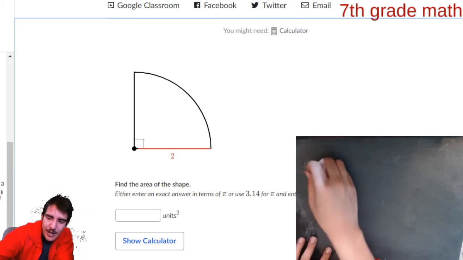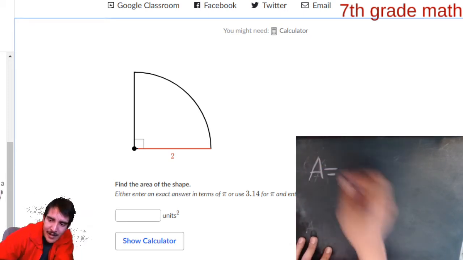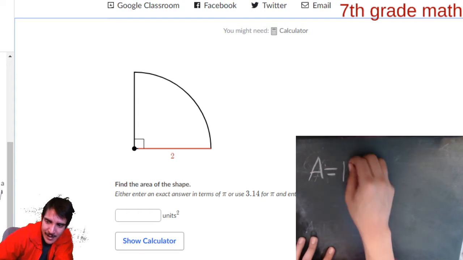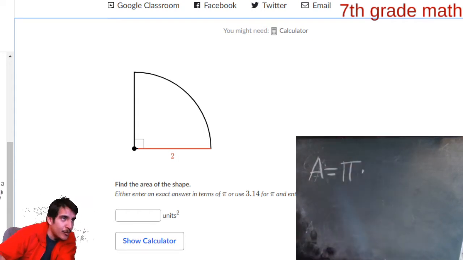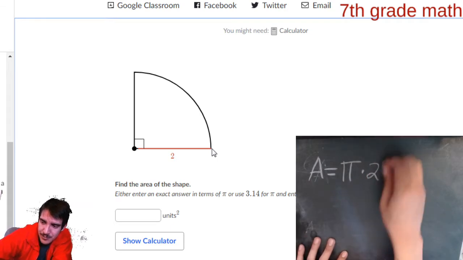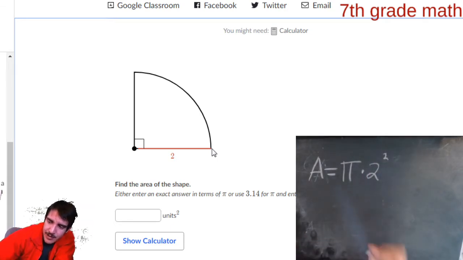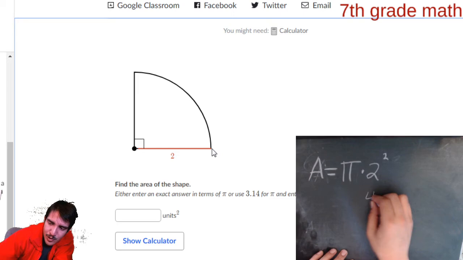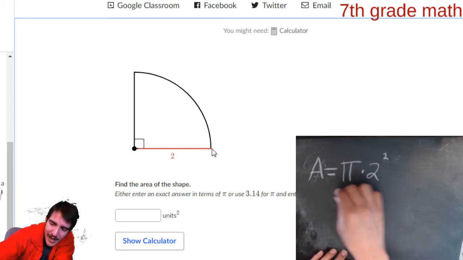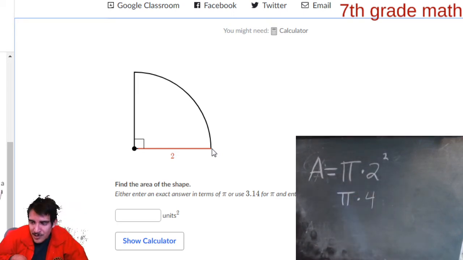So to find the area of this shape, this is what we're going to do. We'll find the area like normal. We're going to do pi times, now the radius of this circle, like pretend that you could see the full circle here. Go from the center to the edge. The radius is 2. So we're going to do 2 to the second power. That's 4. So that's 4 pi is the area of a full circle.